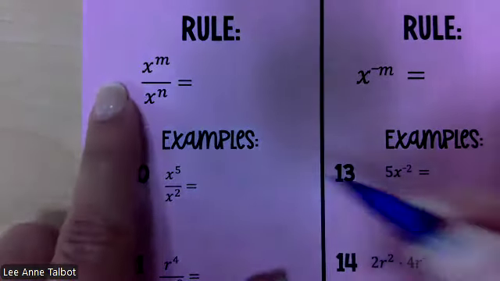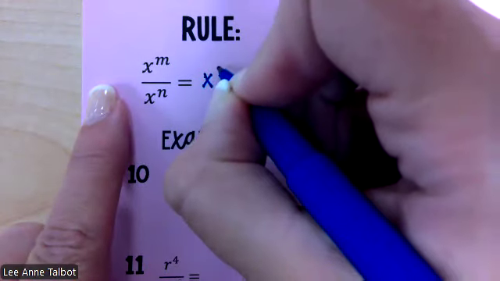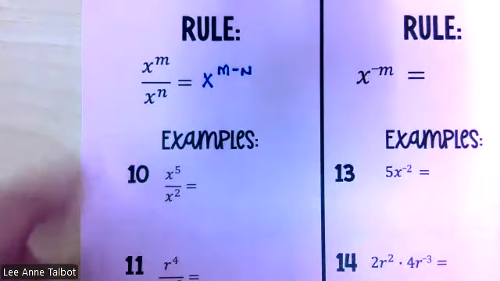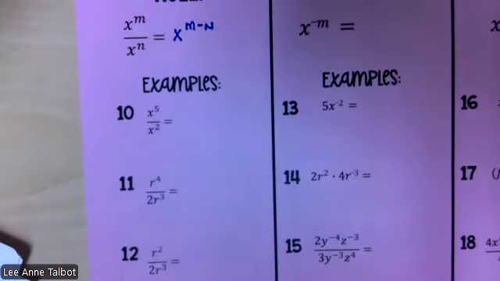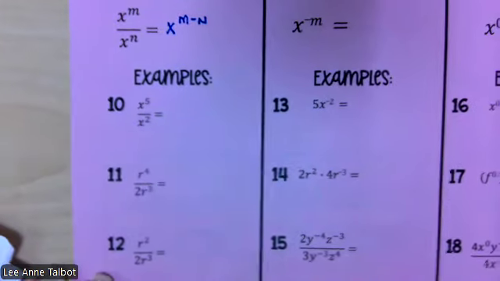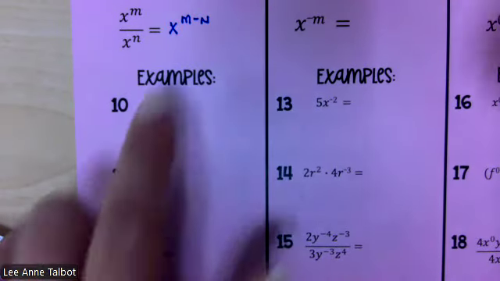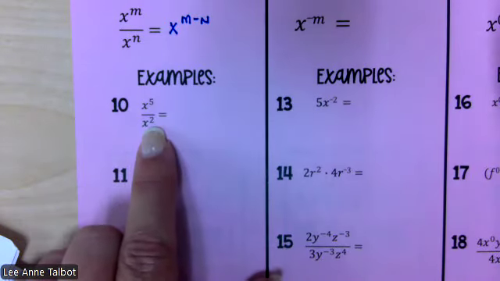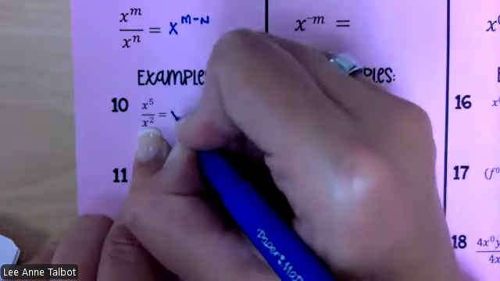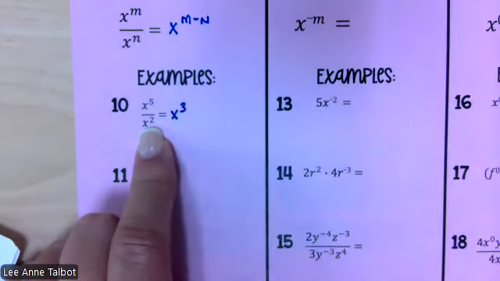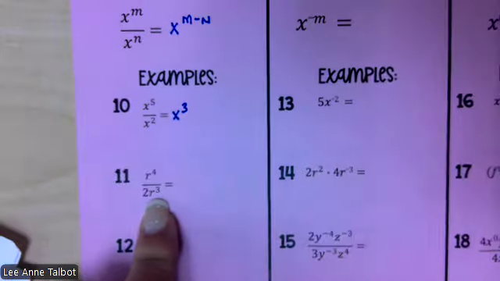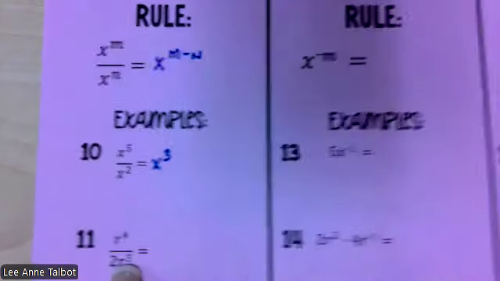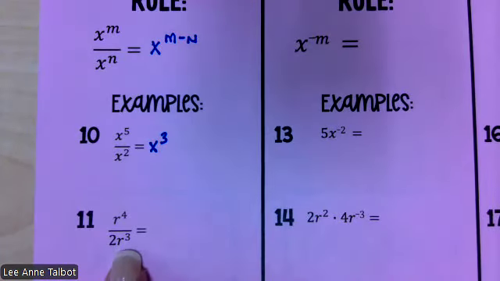Okay, now when we divide, we subtract the exponents. Okay, 5 minus 2 is 3. Okay, now number 11. Gotta just be very careful on this one. What's 4 minus 3? 1.